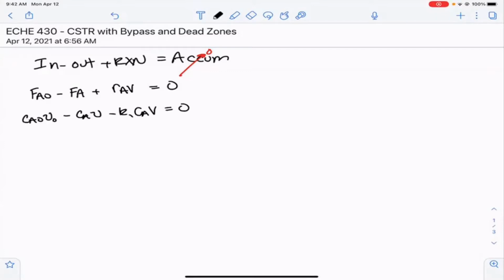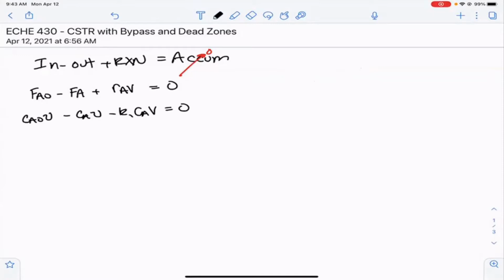Now, if this is a liquid phase reaction, or if delta N is equal to 0 and it's isothermal and isobaric, the initial volumetric flow rate and the final volumetric flow rate are equal to each other. So I'm just going to get rid of the V naught here right after CA0. So we have CA0 times V minus CA times V minus K1 CA times V is equal to 0.